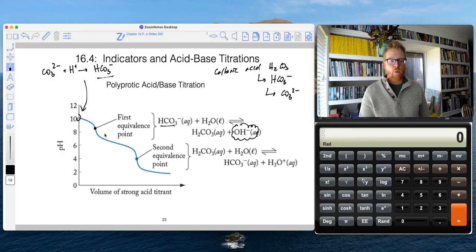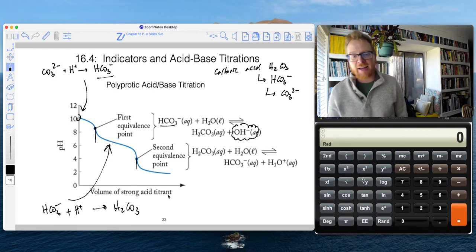Now in this region right here, between here and here, we definitely have some buffering going on, right? In this region, we're looking at HCO3 minus, our bicarbonate, plus H plus. That's a full forward reaction to make H2CO3, our full carbonic acid.